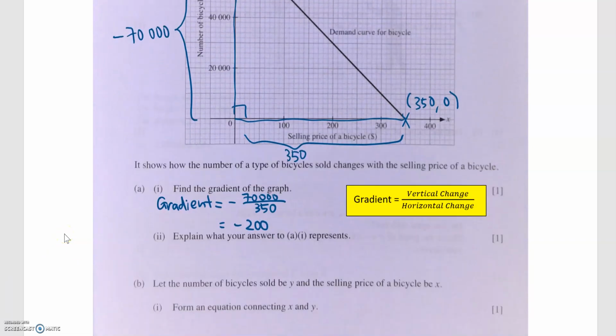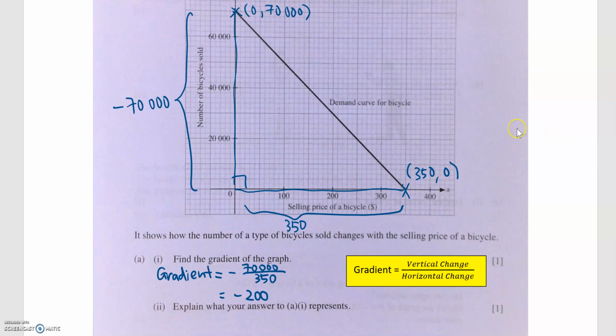Now the next question wants us to explain what the answer to A part 1 represents. So what does a gradient of negative 200 represent? Now let's go back to look at the graph. It is the number of bicycles sold over the selling price. So a gradient of negative 200 would mean that for every dollar that the selling price of a bicycle increases by, the demand of the bicycle will actually drop by 200 bicycles.